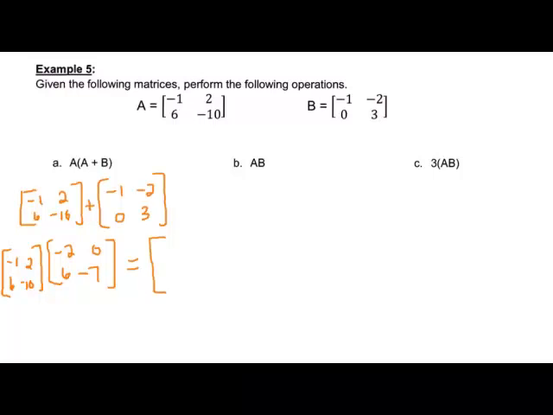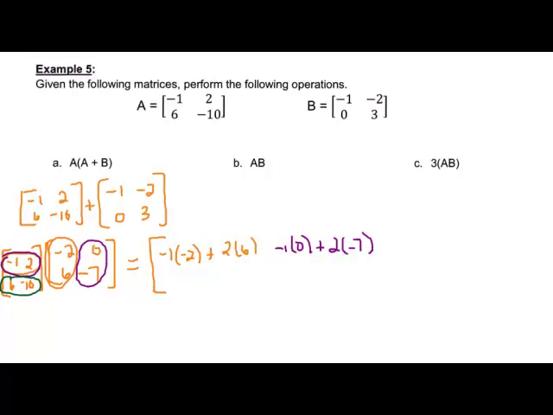Now remember that order matters, so we're going to put A in front. So we have -1, 2, 6, and -10. Now we have a 2 by 2 matrix times a 2 by 2 matrix, so our solution is also going to be a 2 by 2. So again, we're going to start with the first row times the first column. So -1 times -2 plus 2 times 6. So then we're going to multiply the first row times the second column. So -1 times 0 plus 2 times -7.